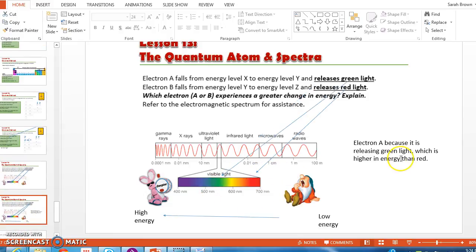Yeah, good. So electron A is going to, because it is releasing green light, which is higher in energy than red. So if you release green light, that means you're releasing more energy than if you release red light.